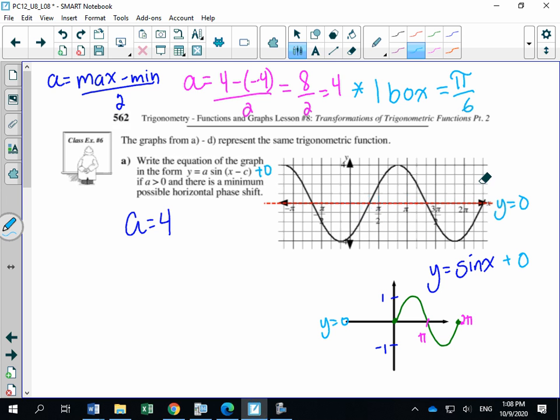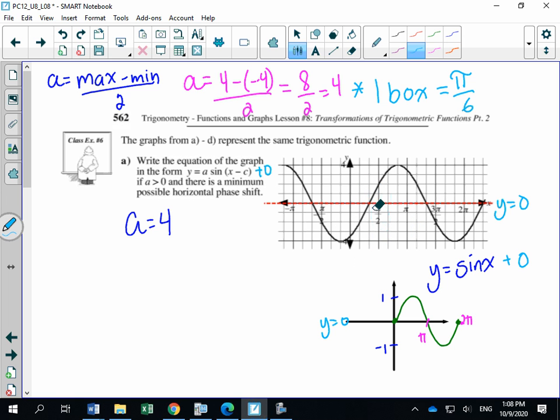You could double check that. If one box is pi over 6, let's check. Here's 1 pi over 6, 2 pi over 6. This guy is 3 pi over 6, which reduces to pi over 2. 4 pi over 6, 5 pi over 6. This guy would be 6 pi over 6, which reduces to pi. So I figured out the scale factor: one box represents pi over 6.